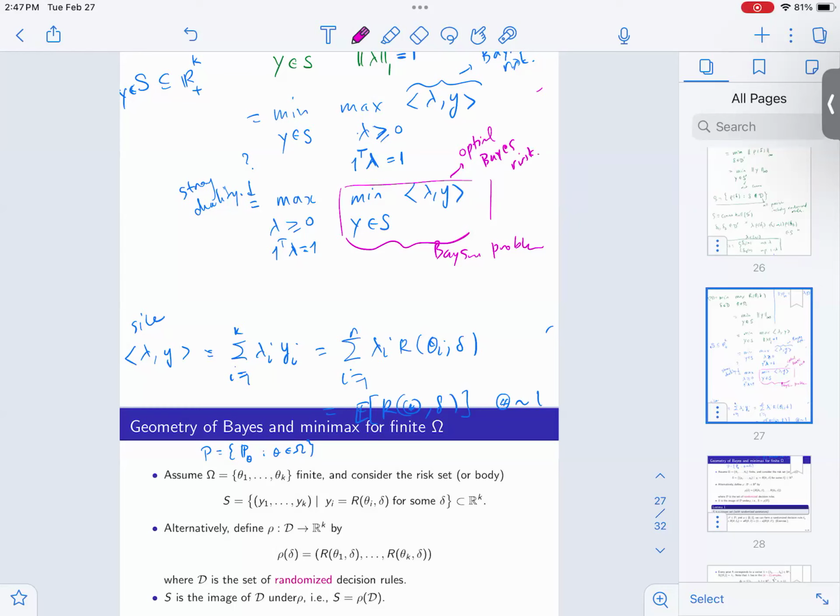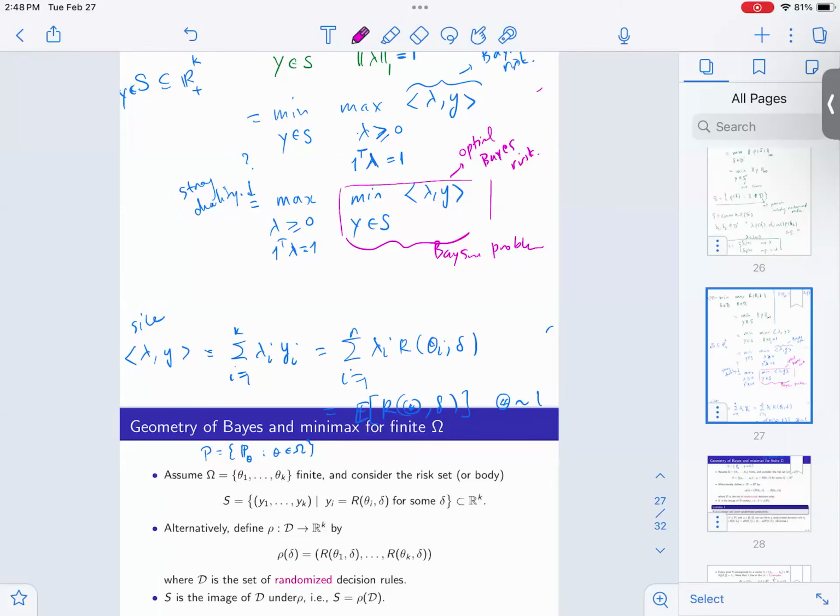Right. So choose the prior, solve the Bayesian problem. So you know the Bayes rule, the optimal Bayes rule. So you find it, it has a Bayes risk, which is going to be this minimum. You choose a different prior, right? You get a different Bayes risk. You choose another prior, you get a different Bayes risk. And then you vary over all possible priors, the one that maximizes this minimum Bayes risk is going to be the prior that gives you the minimax rule.